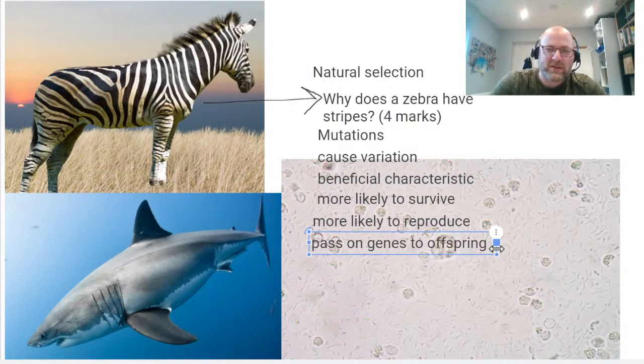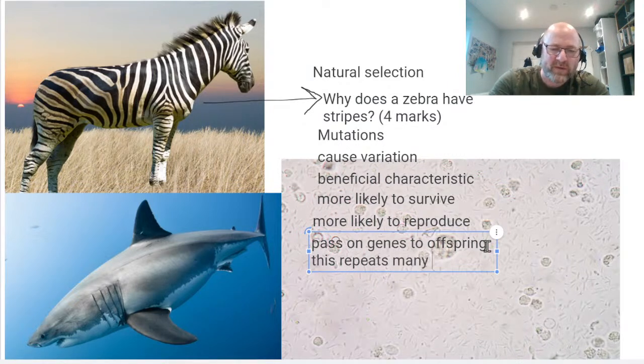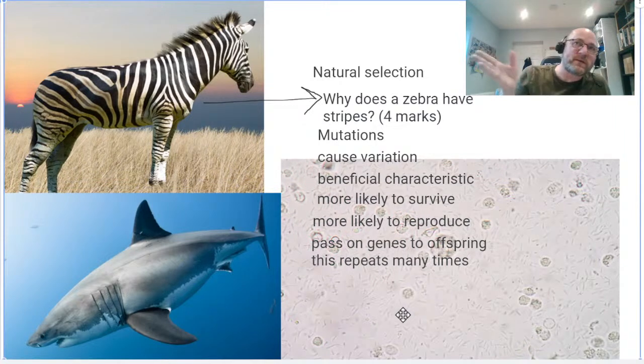So you pass the genes on to your offspring, and then if we want, we can say this repeats many times. So it will have taken zebras maybe 100,000 years, sometimes only 10,000 years, before the stripes evolved by natural selection, but that's it.